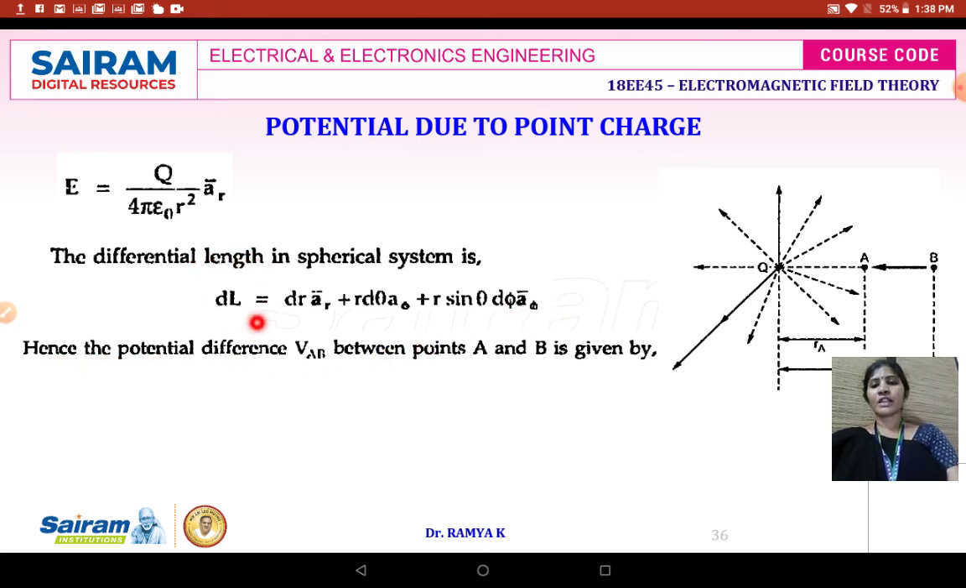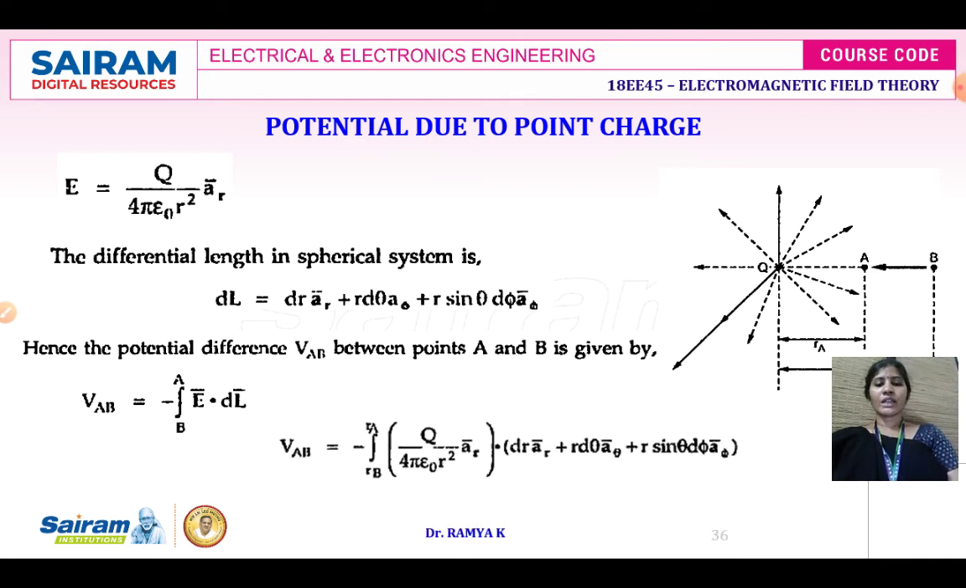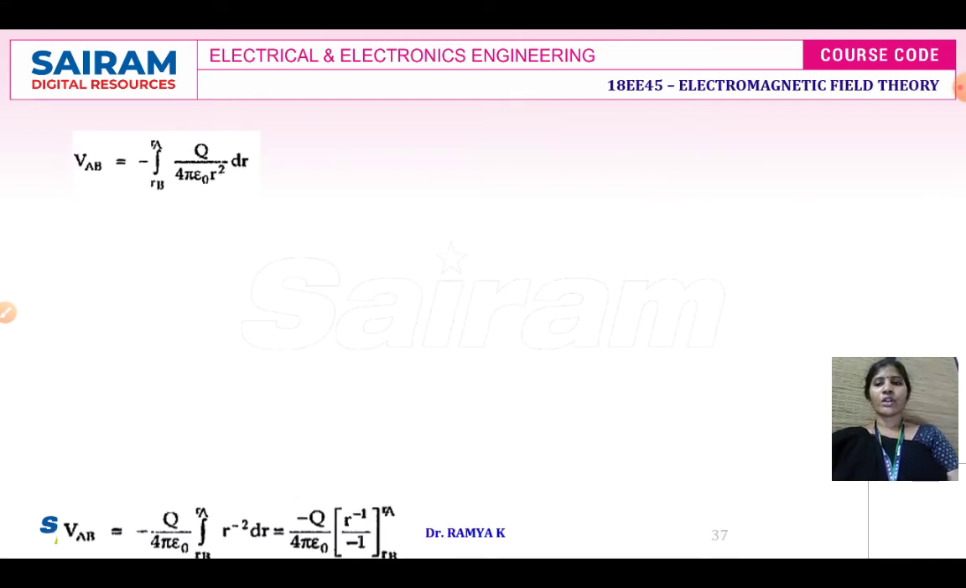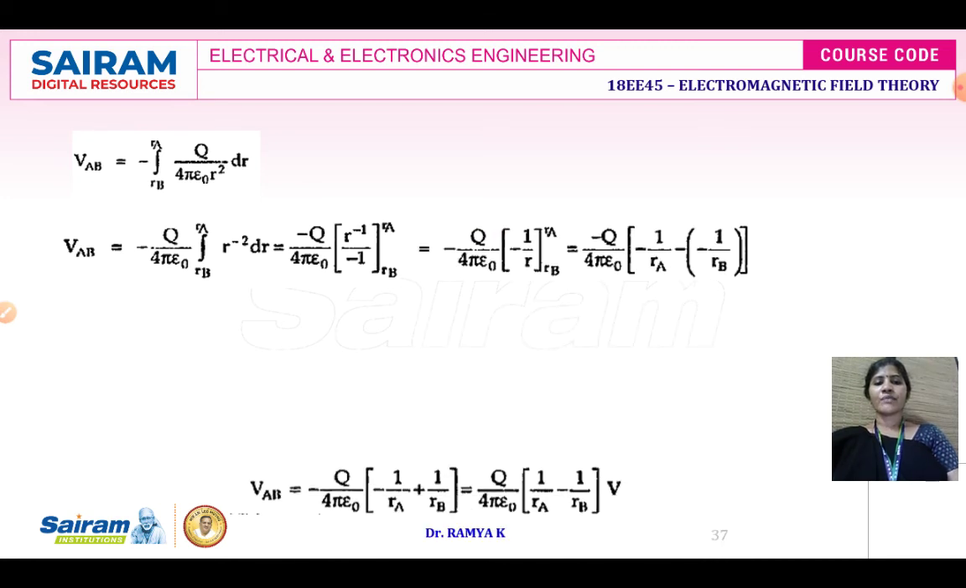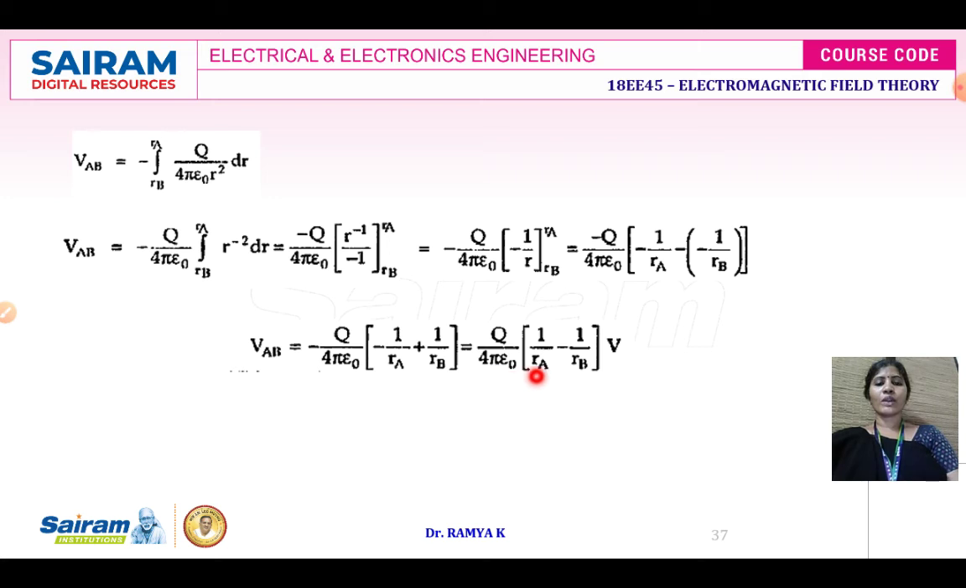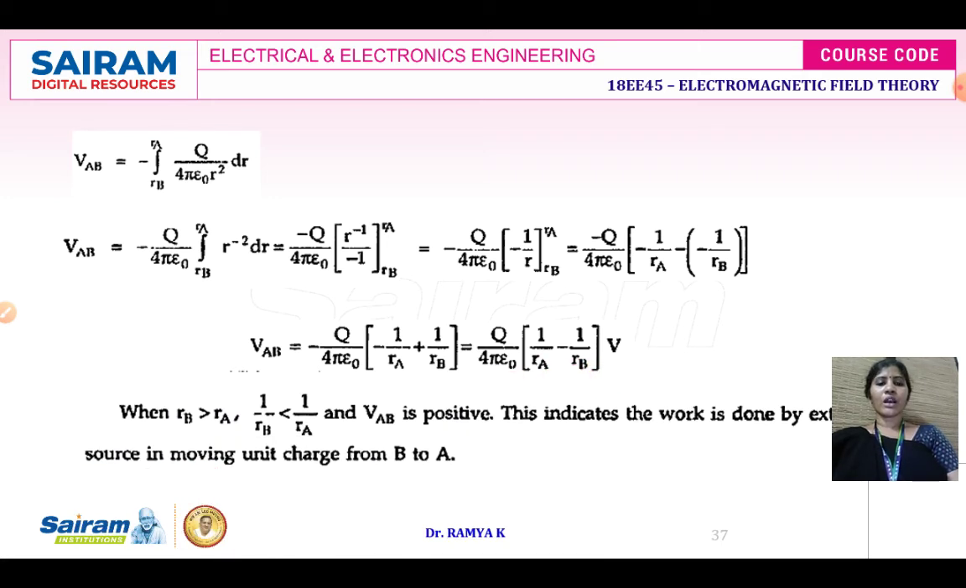We have to substitute the value of dL as this equation if we analyze it using the spherical coordinate system. After analyzing, we'll get the potential between the points A and B as Q divided by 4 pi epsilon times (1 divided by RA minus 1 divided by RB). This is the potential between the points A and B, and whether the work is done by the external source or by the electric field depends upon how we calculate the values of RA and RB.